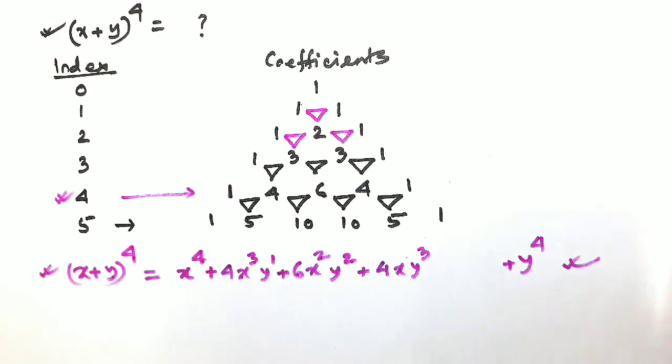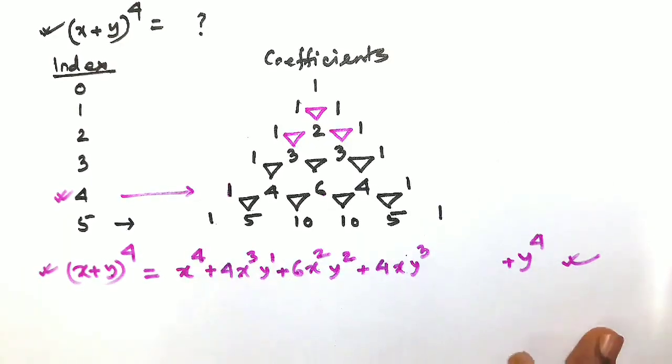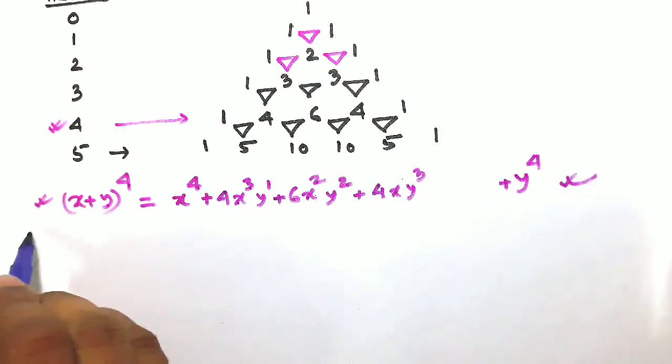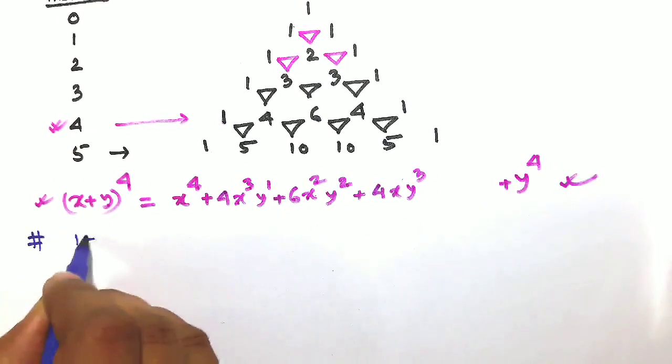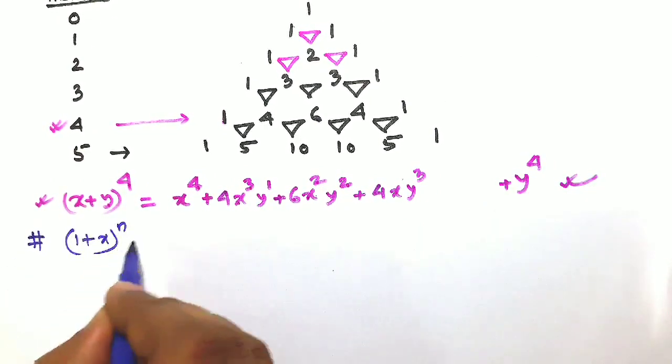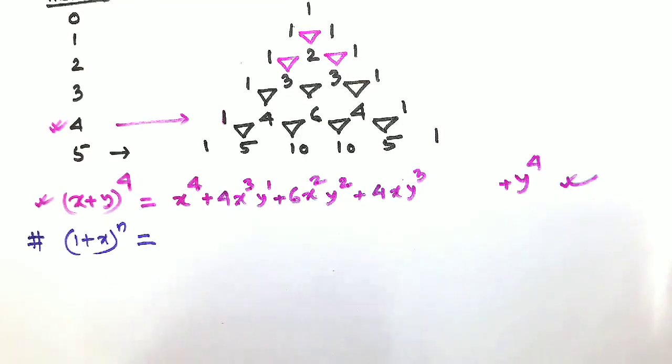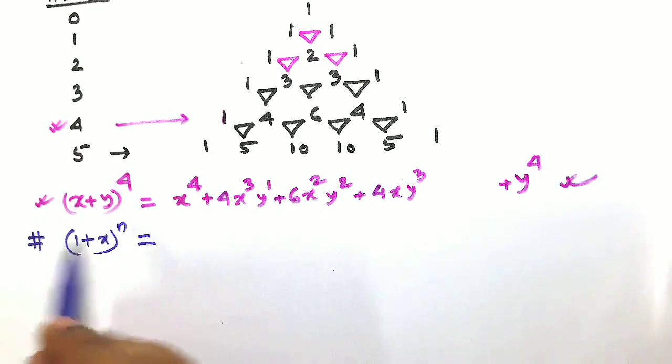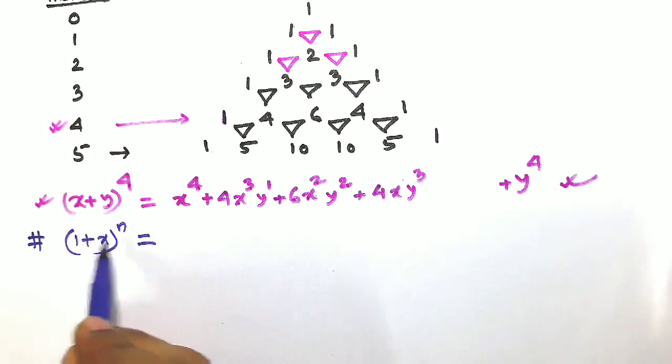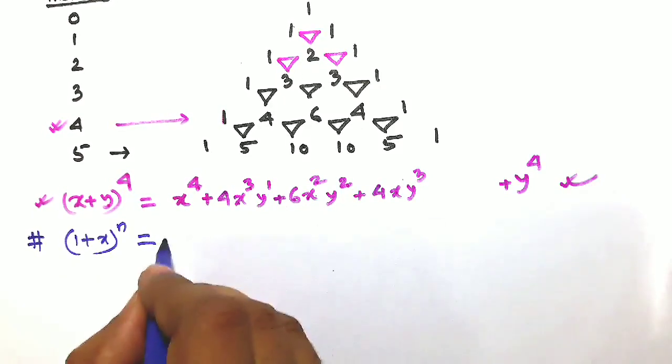Friends, now I shall write the expansion of (1 + x)^n. Okay, so write it here, (1 + x)^n. Friends, you know the expansion of (x + y)^n. In place of x we have written 1, and in place of y we have written x. So the expansion is very simple. In a similar way you write the expansion.